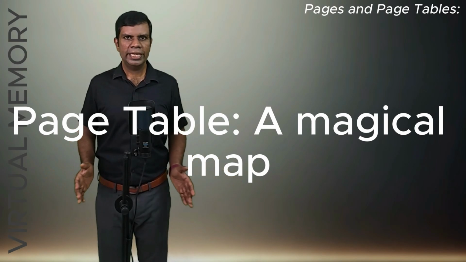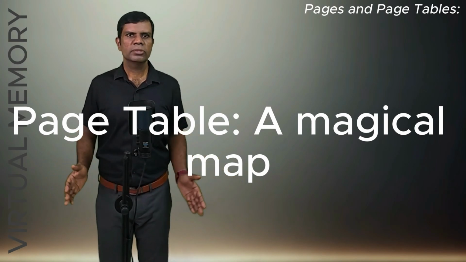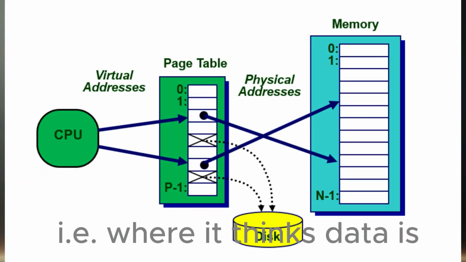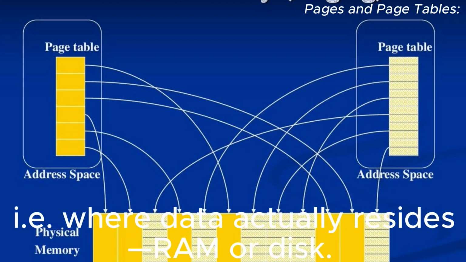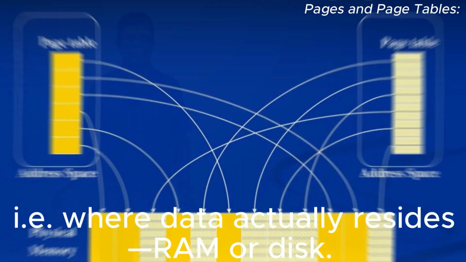Page table. A magical map that translates a program's virtual address, that is where it thinks data is, to the physical address, that is where data actually resides, RAM or disk.